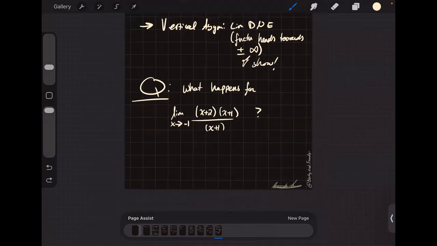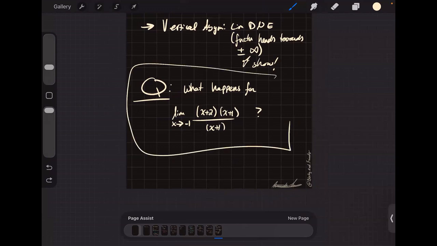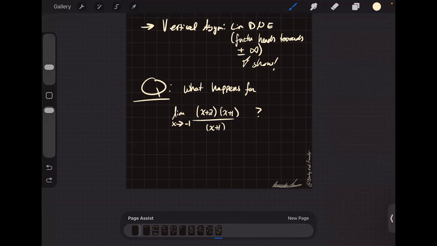And so the question I'm going to leave you off at is, what happens for this function right here, (x plus 1)(x plus 2) divided by (x plus 1), as x approaches negative 1? Try the left-hand side and try the right-hand side and just see what happens. Okay? All right.